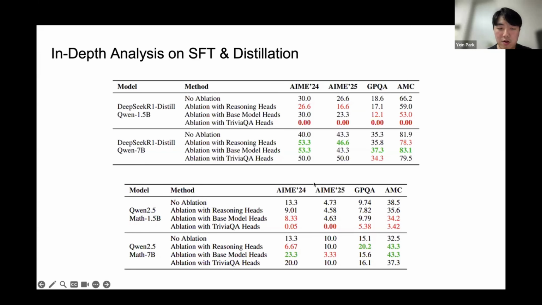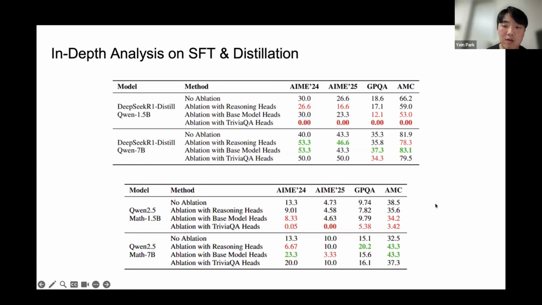And similar results are shown in the DeepSeek R1 version of Qwen 7B. And interestingly, they also increase the performance when those heads are updated, especially when we update base model heads in this DeepSeek distilled version. The performance of AIME and GPQA increased. Also AMC increased.